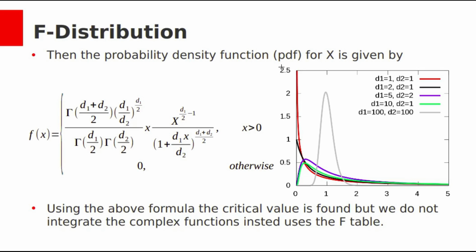The probability density function, PDF, for random variable x is given by this formula. Here this one is the gamma function. We do not use this PDF. Instead, we can use the F table, like the t distribution and chi-square distribution. With degrees of freedom, the F distribution will also change. For numerator degrees of freedom 1 and denominator degrees of freedom 1, the F distribution will look like this red curve. Like this, for different d1 and d2 values, the F distribution will change.